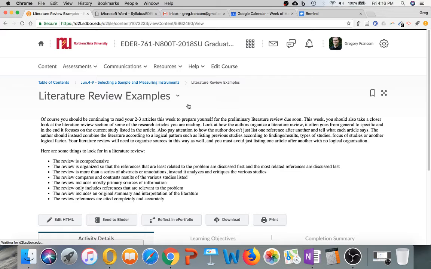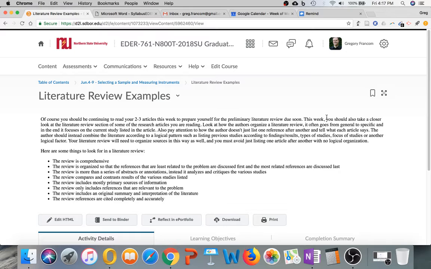First of all, you're going to be continuing to read 2 to 3 articles a week, but this time I want you to also take a closer look at the literature review section of some of the research articles that you're reading. Look at how the authors organize the literature review. A literature review goes from general to specific, and in the end it focuses on the current study in the article, or portrayed in the article is a better word for that. And pay attention to how the author doesn't just list one reference after another and tell what each article says.